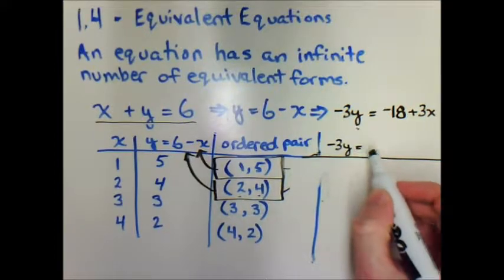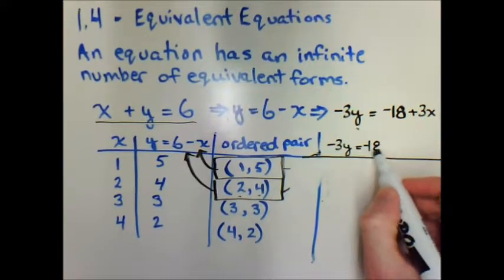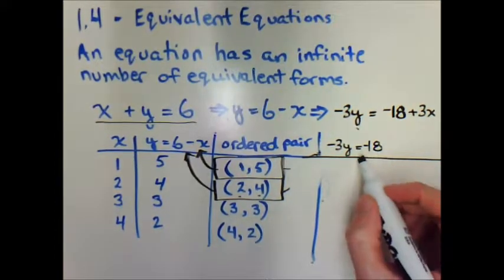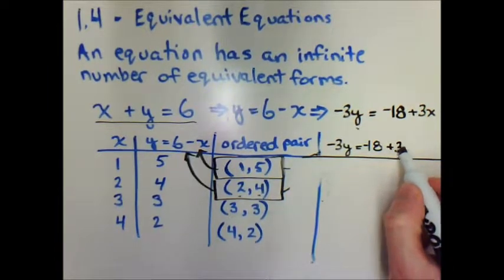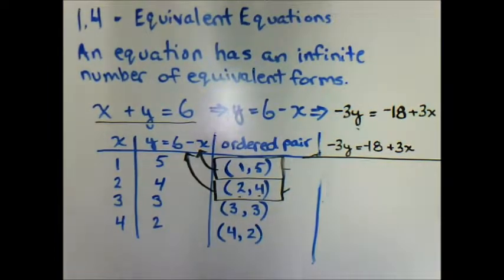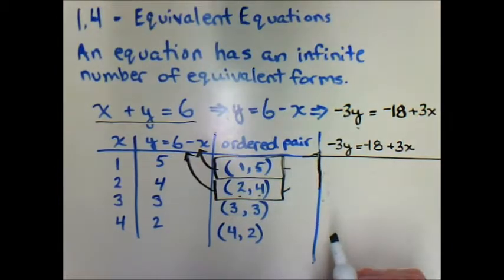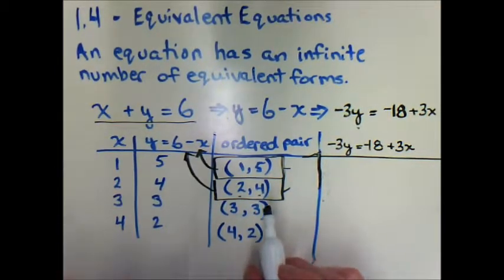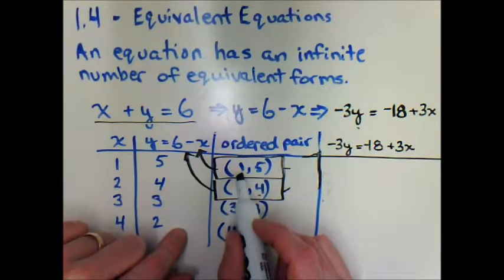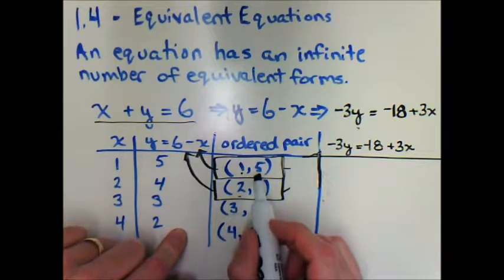I'm going to write that in my chart. -3y equals -18 plus 3x. And I'm going to check a couple of the ordered pairs. So let's see what happens if we sub in x equals 1 and y equals 5.